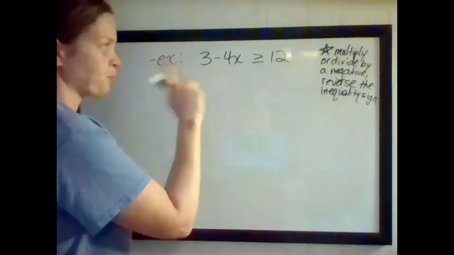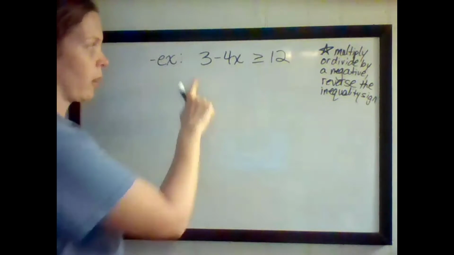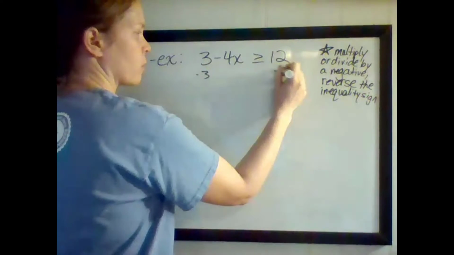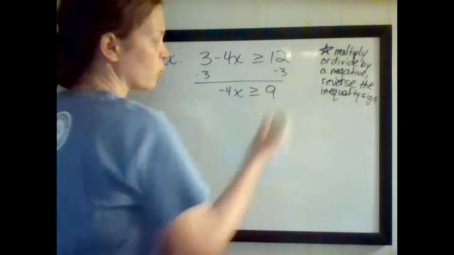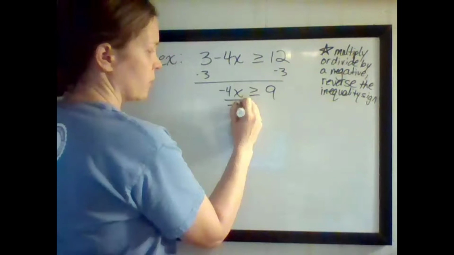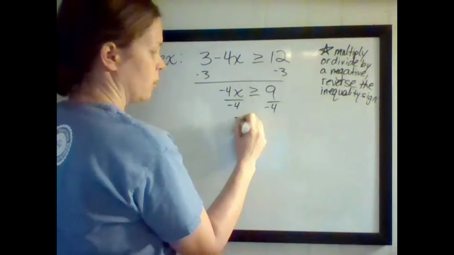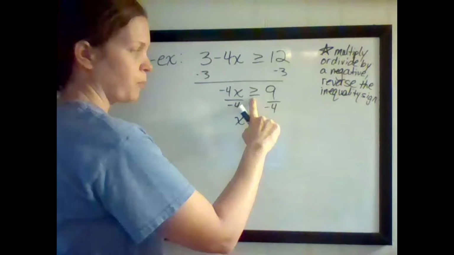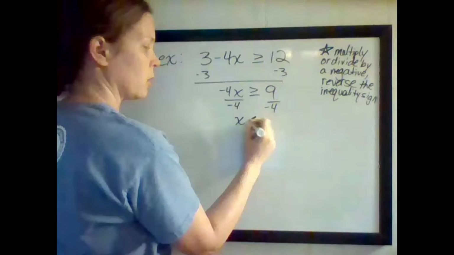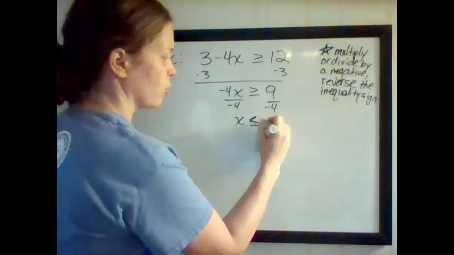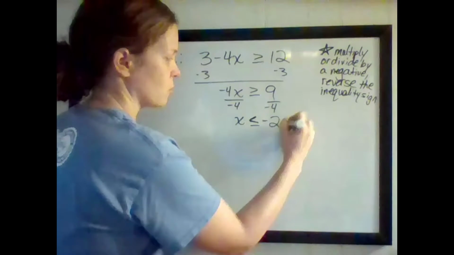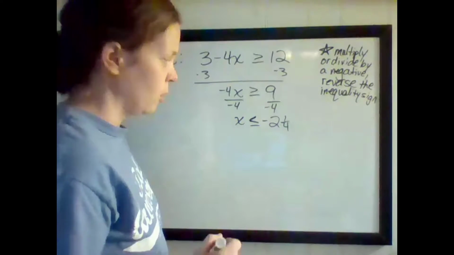This is one where we're going to have to do that, because first I'll subtract 3: negative 4x is greater than or equal to 9. When I divide by negative 4 here, I need to change this from greater than or equal to less than or equal to. So x is now less than or equal to negative, let's write it as negative 2 1/4.